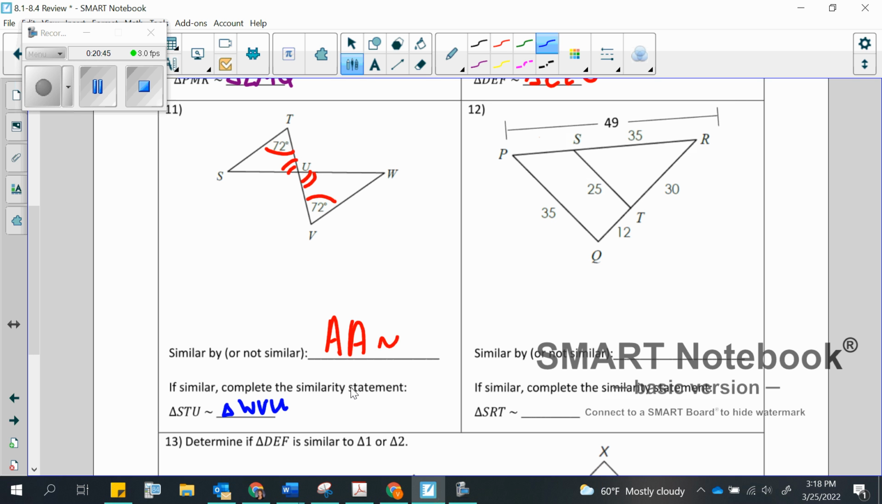And last but not least in this little bit, we are going to compare. There are a few different ways we can do this. We can use all of the sides. In this case, we have shared angles that we can use. So we are going to look at this and we're going to compare the smaller triangle to the bigger triangle.